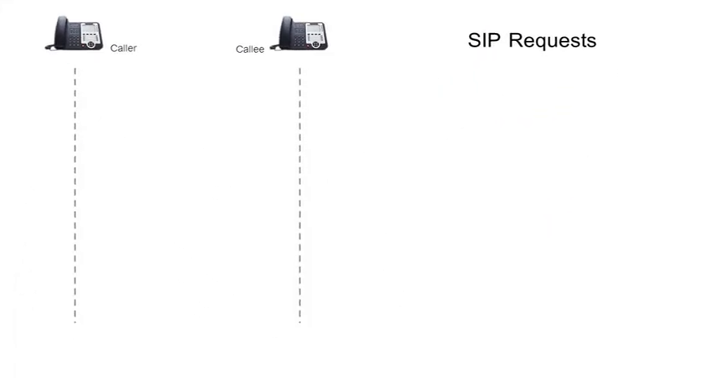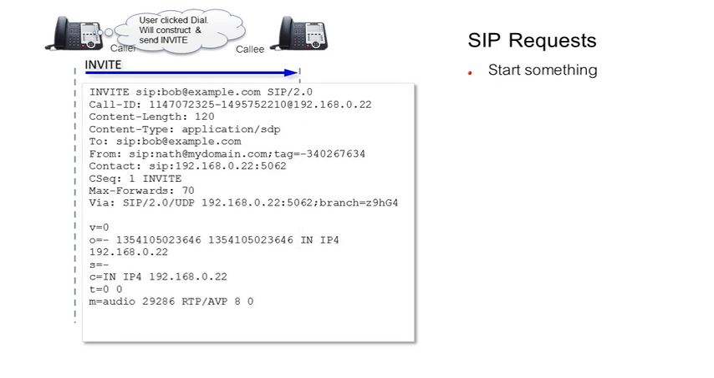The key characteristic of a request is that it starts something. For example, when the user presses dial, the user agent constructs and sends an invite request that starts the process of initiating a new call. It might be that later, during the session, one party wants to change from audio only to audio and video. Again, it's a SIP request that starts the process of changing the session options. Likewise, at the end of the call, it's a SIP request that starts the process of terminating the call.